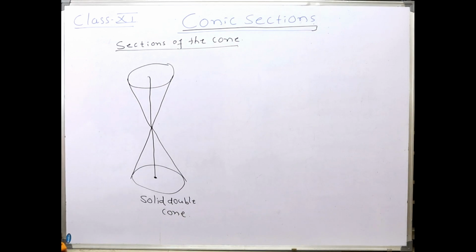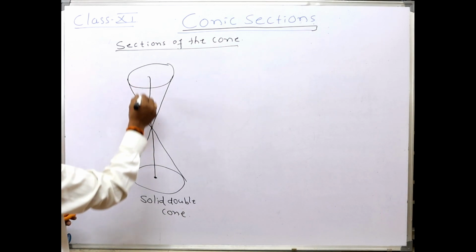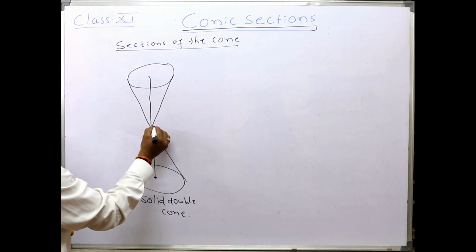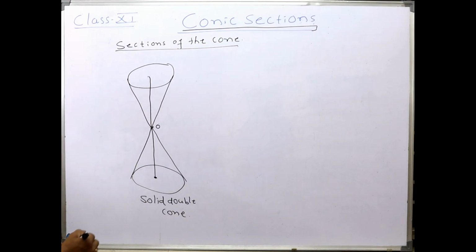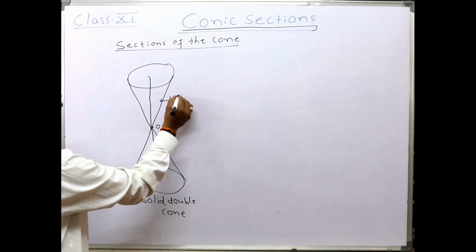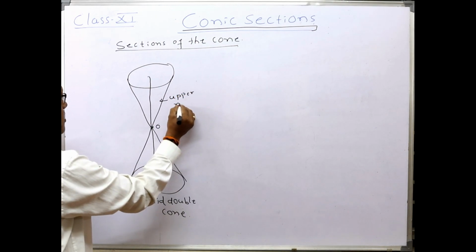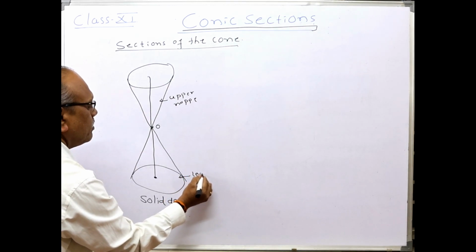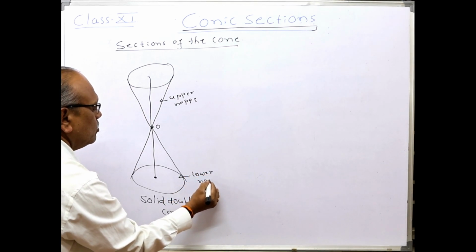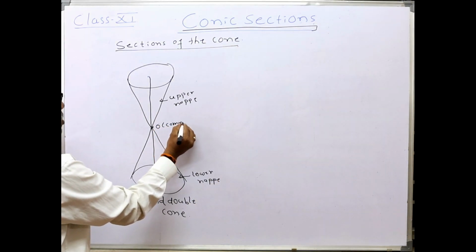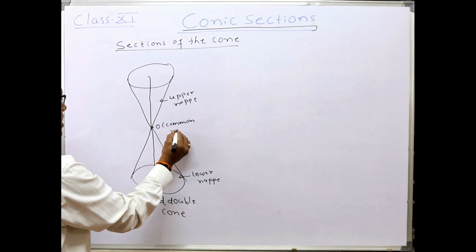What are the sections of the cone? To understand it, suppose that there are two cones, one is below and another one is above. This particular point is the common vertex of both the cones. Let me call it as O. And this upper part is called as upper nap of the solid double cone. And this one is called as lower nap of solid double cone. And this is called as common vertex of the solid double cone.